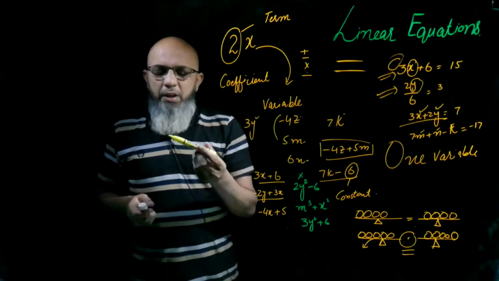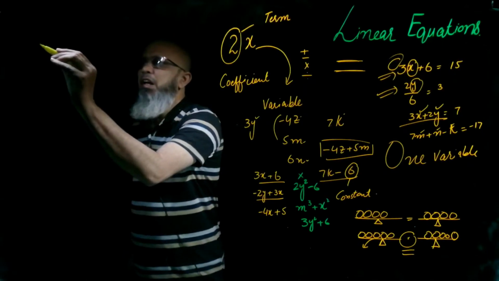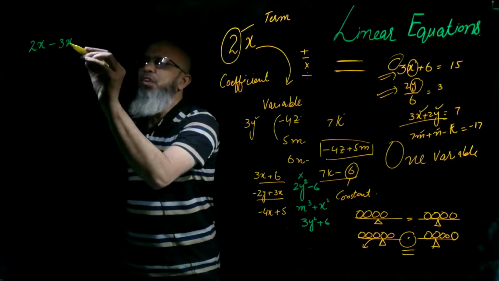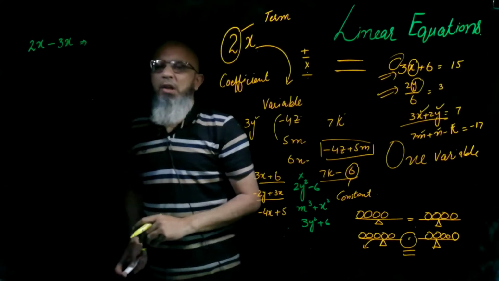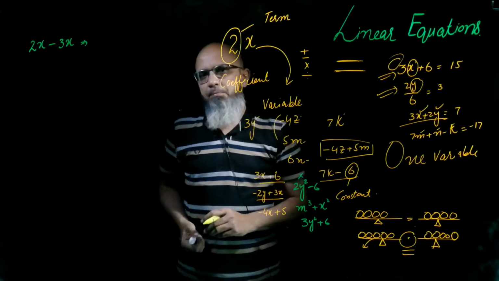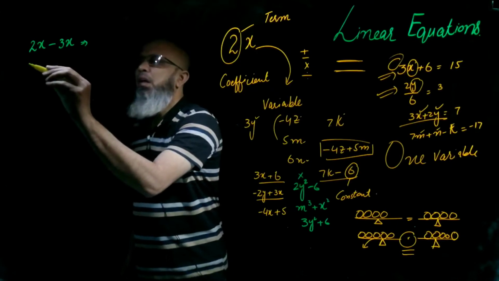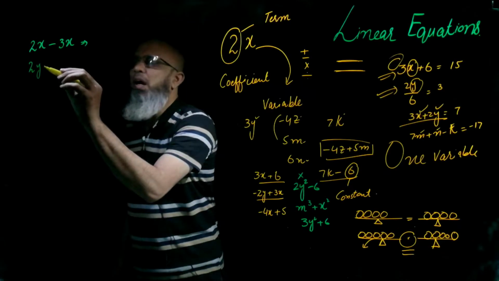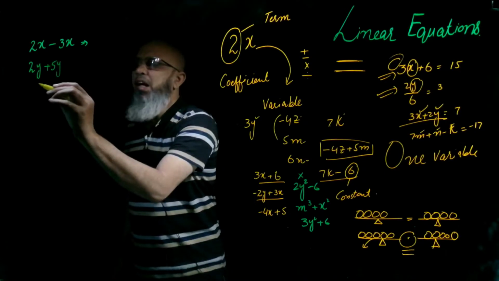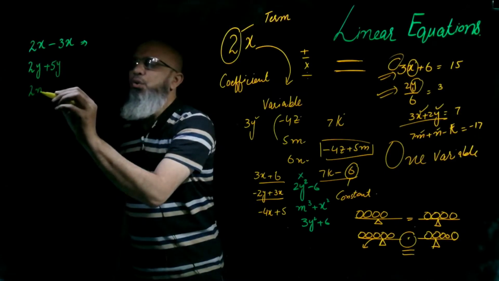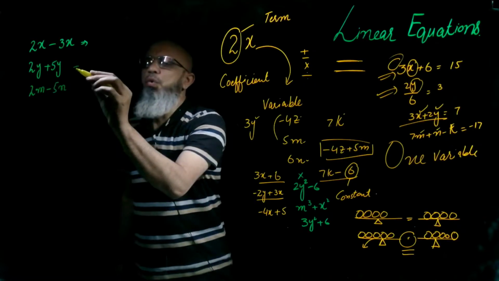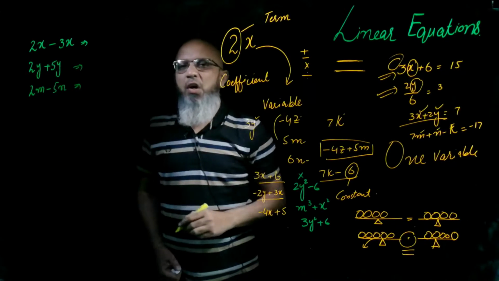So first of all, look here, if we have 2x minus 3x, I write two terms. So can we add or subtract these terms? Just think. I have another, 2y plus 5y. I have another, 2m minus 5n. So which terms can be solved and which terms can't be solved?